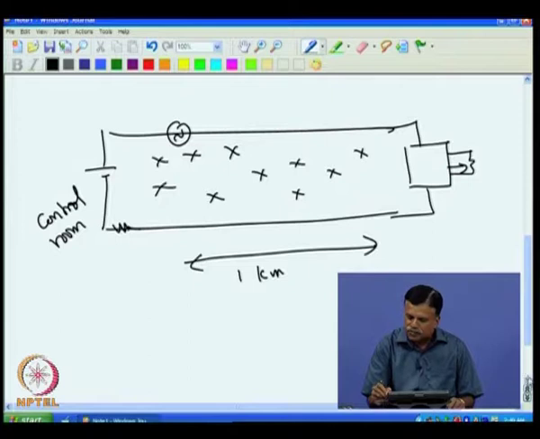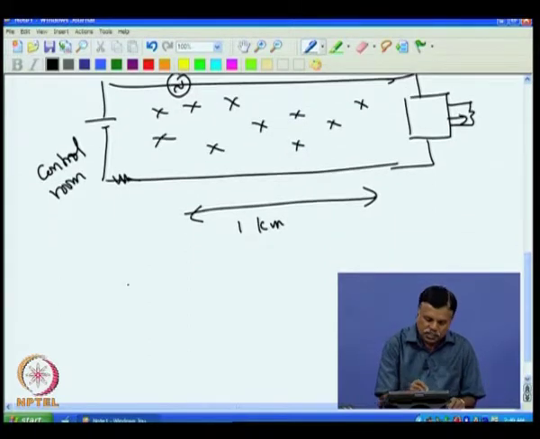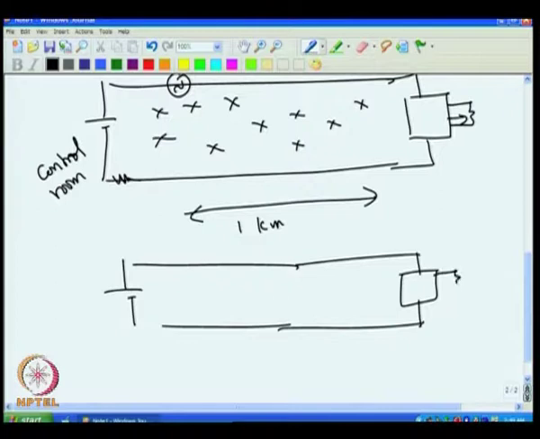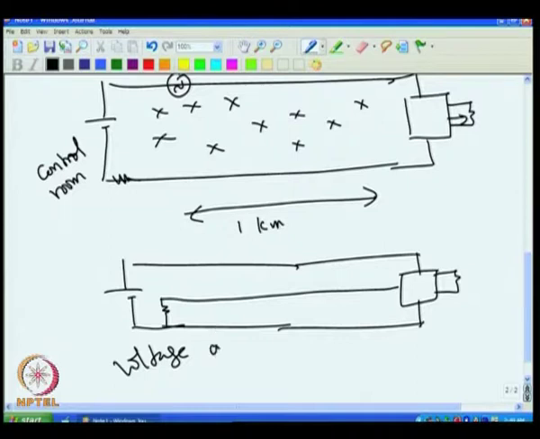For example, instead of having a current signal like this, suppose it had been a voltage output. If I send a voltage output, then I have a system like this, a potentiometer connected to this, then I send a voltage output to the back, and I put a resistance here and measure. This is a voltage output.